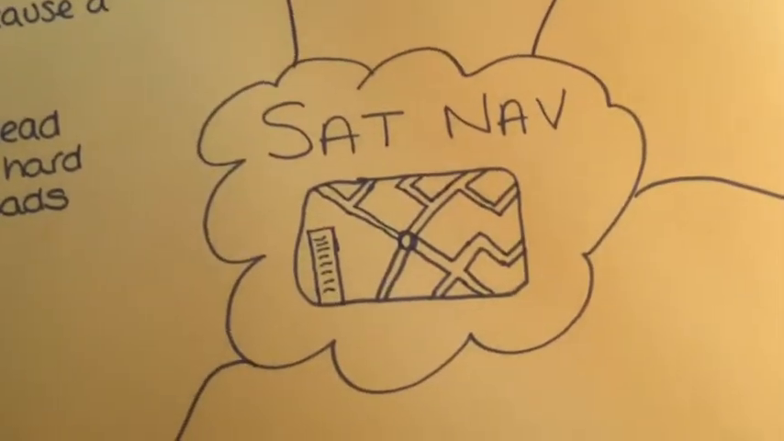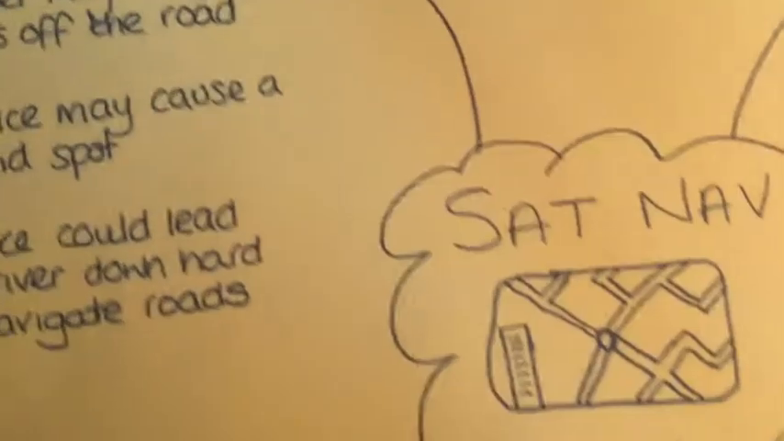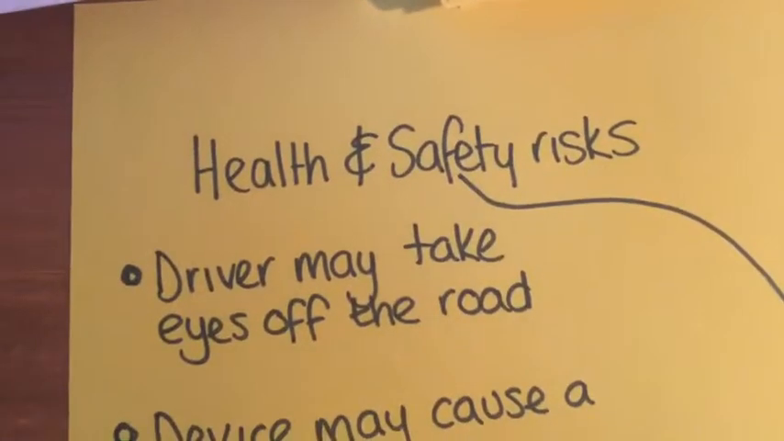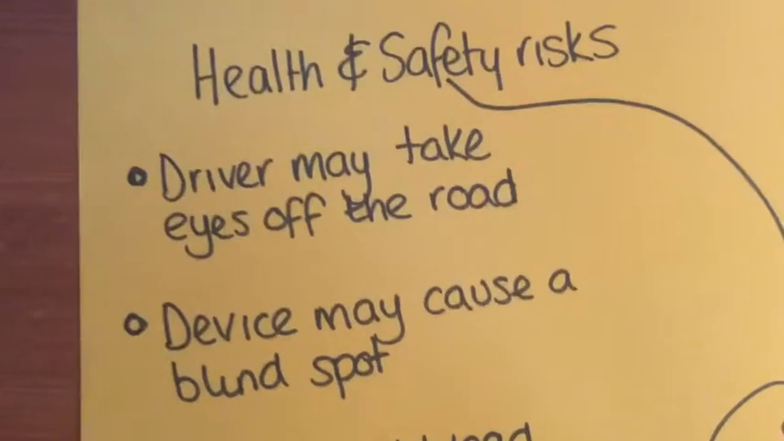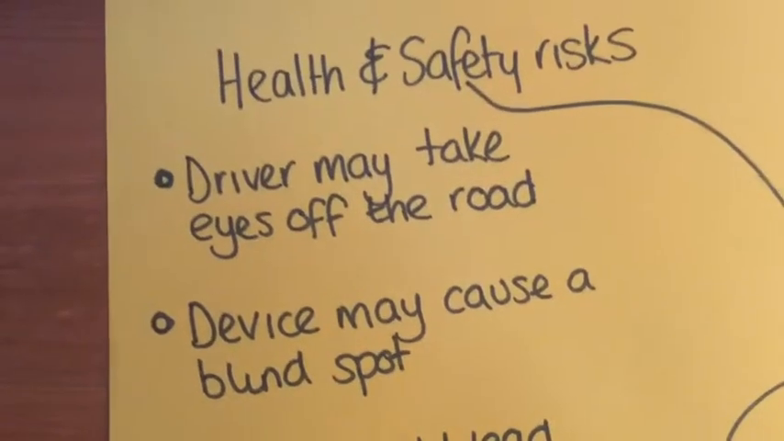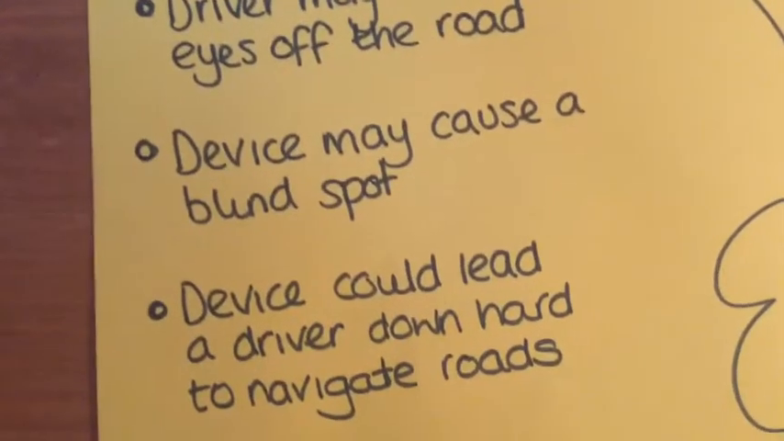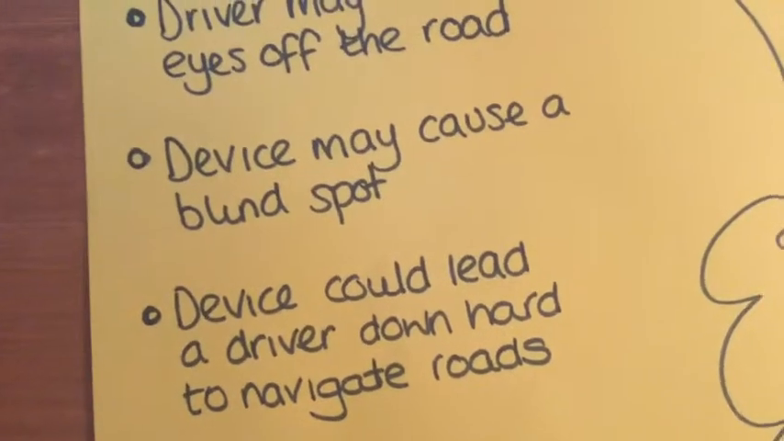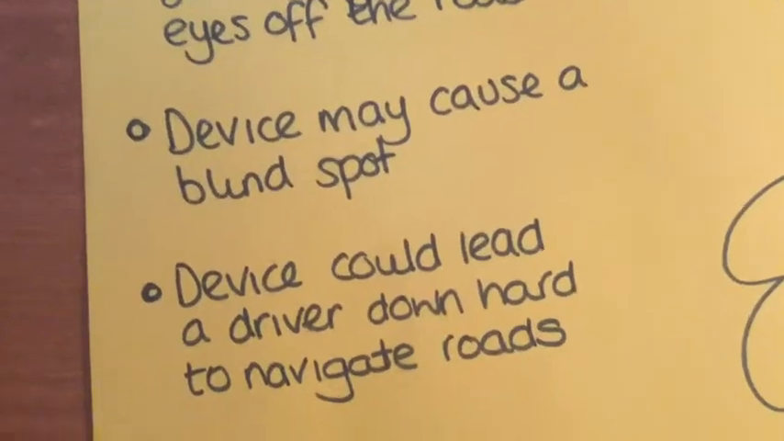Now there are some health and safety risks, and this has been asked in the exam before. Health and safety risks. The driver may take their eyes off the road. The device may cause a blind spot. So if it's positioned on your windscreen in a particular way, it can prevent the driver from seeing in that area. The device could lead a driver down hard to navigate roads, or it could lead them to a road that maybe is no longer there, or the road could be closed.